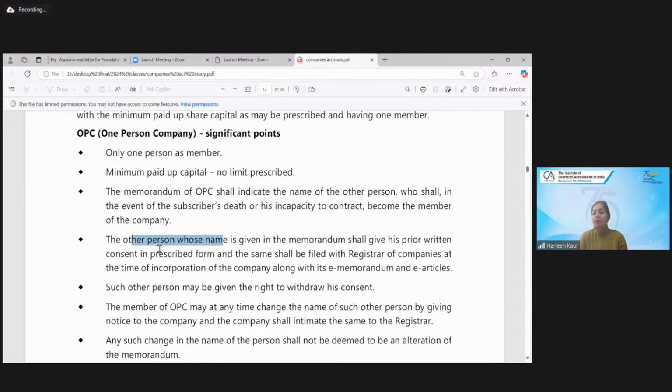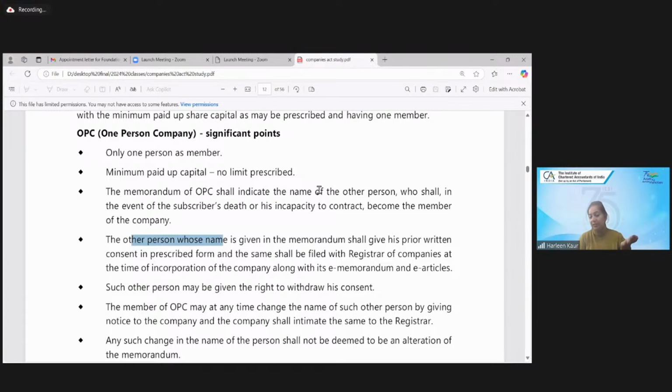and the same needs to be filed with the ROC at the time of incorporation along with the e-memorandum and e-articles. What is e-memorandum and e-articles? Now we have electronic filing of the memorandums and electronic filing of the articles of association. So a written consent of this nominee also needs to be filed with the registrar of companies. What is the registrar of companies? ROC.